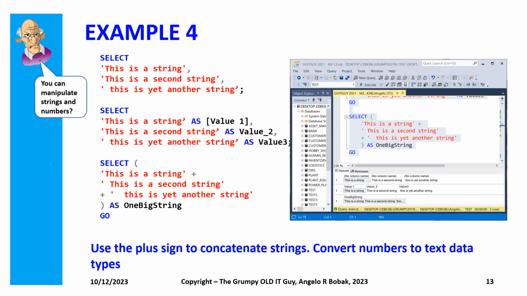And now for a little string manipulation. Query 1. Select. This is a string plus, this is a second string plus, this is yet another string. Query 2. Select. This is a string plus, this is a second string, and this is yet another string. Query 3. Select. This is a string plus, this is a second string, plus, this is yet another string, AS 1 big string.